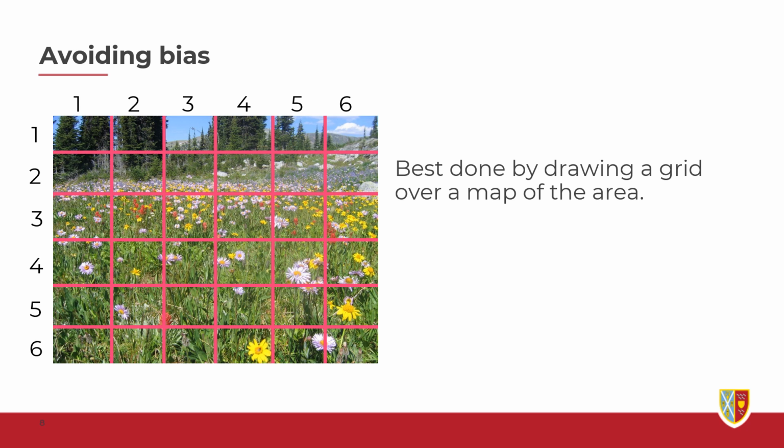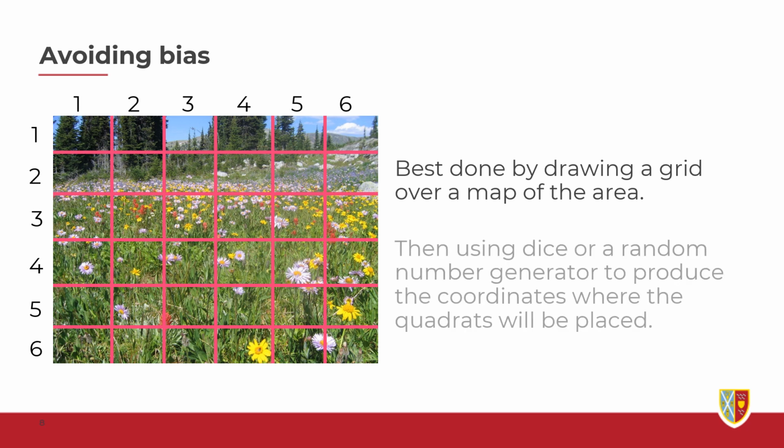You can see in that one there, if we went along the top to 3 and down the side to 5, we would have no daisies in that quadrat. So we've got to use that dice or that random number generator.